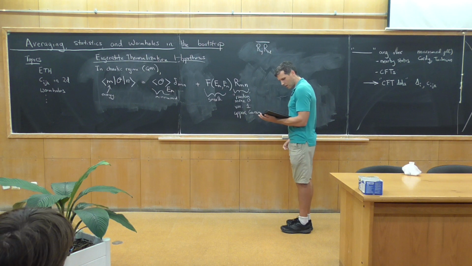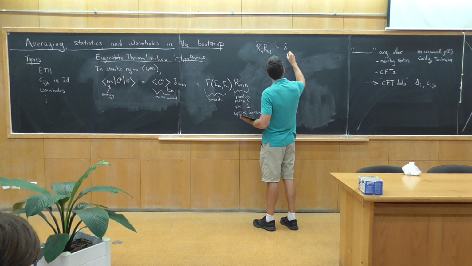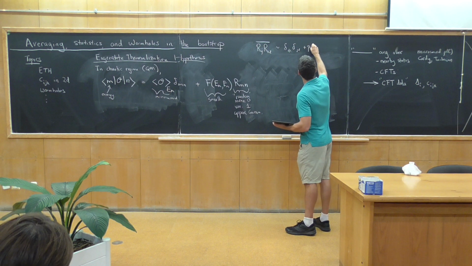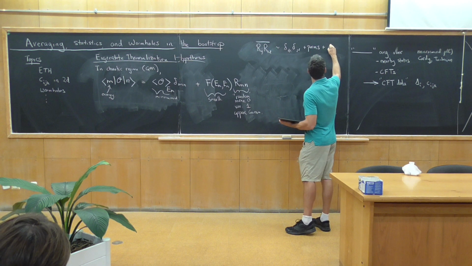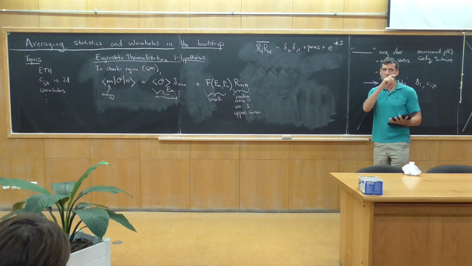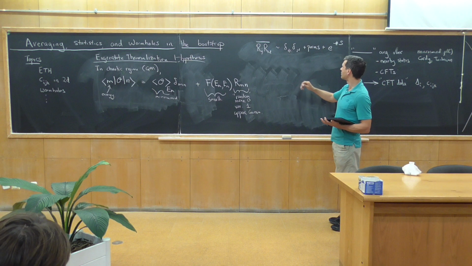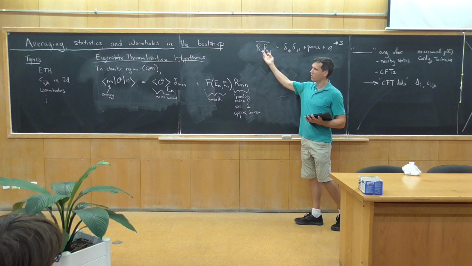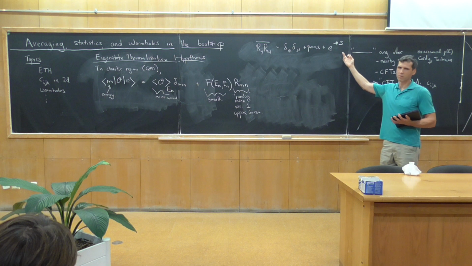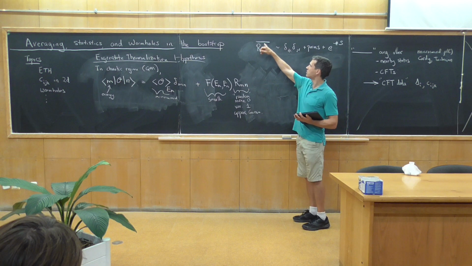So a random matrix, a Gaussian random matrix, behaves something like this if you average over the ensemble. This is what I mean when I say that it's approximately Gaussian, that it's correlated only with itself, up to corrections that are suppressed by the number of states, e to the minus S. Now, this is a statement about the ensemble of random matrices.